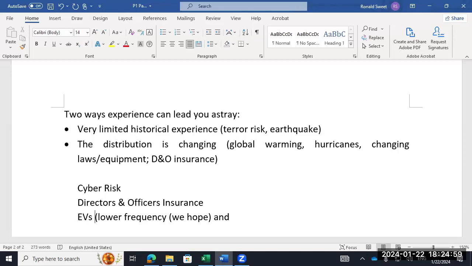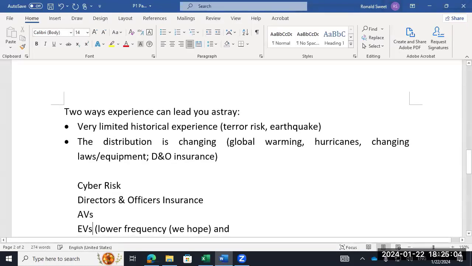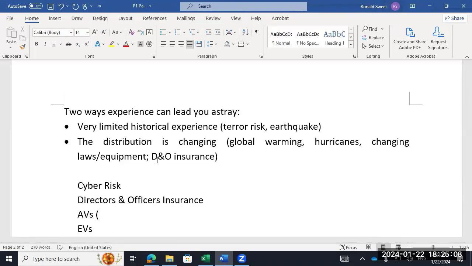Let me change this. I'm going to go AVs first. Ignore what I just said on EVs. We'll come back to it. AVs. So what are AVs? Autonomous vehicles. Have any of y'all ridden in an autonomous vehicle? I mean, other than a plane?